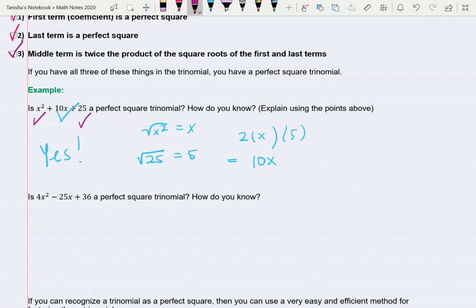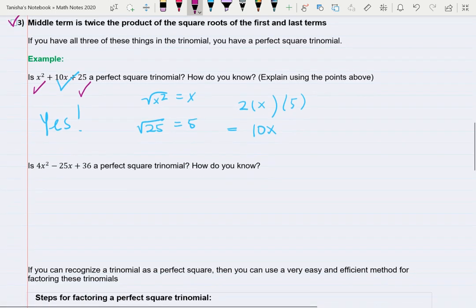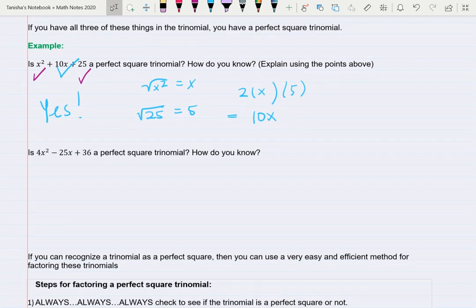Let's check this next expression. Okay, so we have 4x squared minus 25x plus 36. Is this a perfect square trinomial? Well, the first term has to be a perfect square. We have 4x squared. Yep, that's a perfect square. The coefficient is a perfect square, and the variable is also being squared. The last term is 36. That is a perfect square.